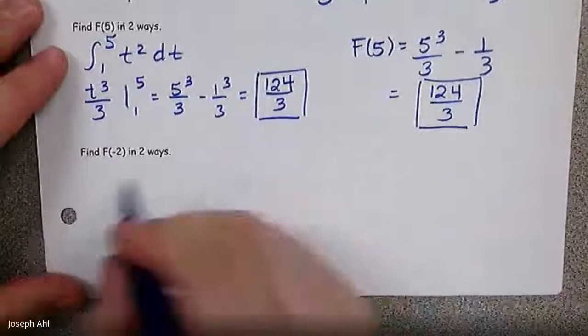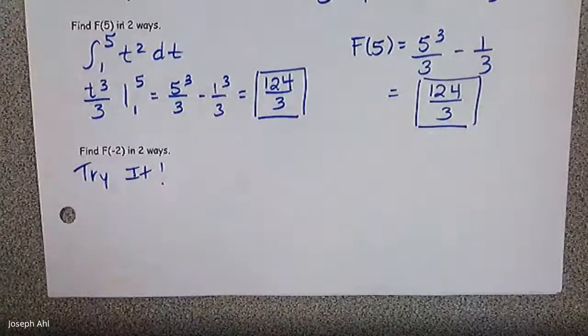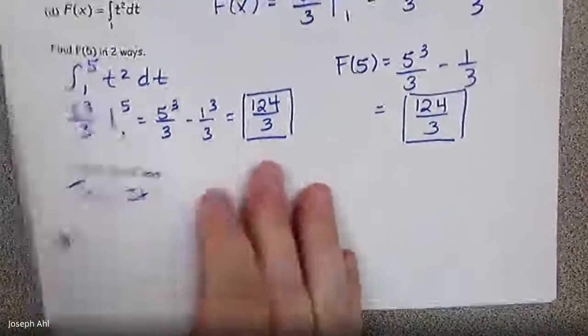Okay, just to make sure you're comfortable with both those ways, try this one where I ask you to calculate what f of negative 2 would be. Think about what the answer is going to result in based on what our upper limit now is for f of negative 2. And go ahead and take a look at that one.